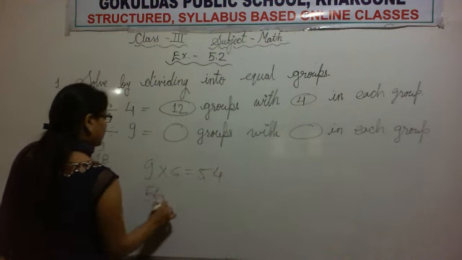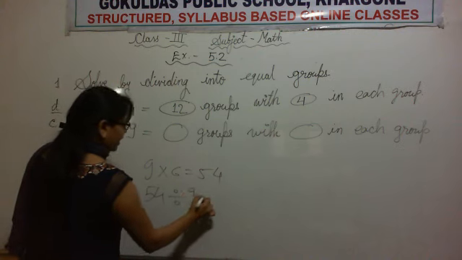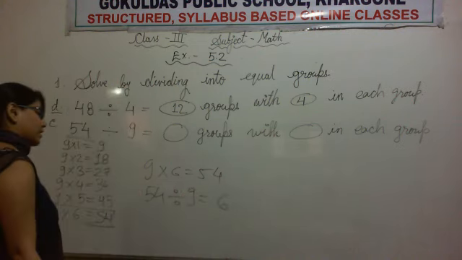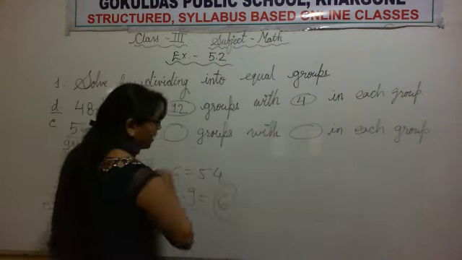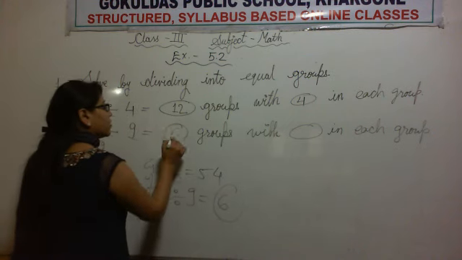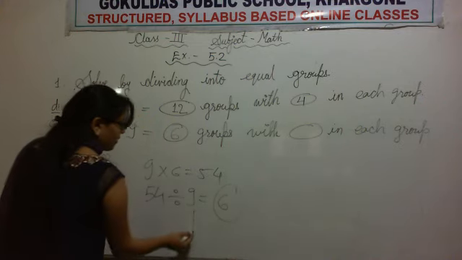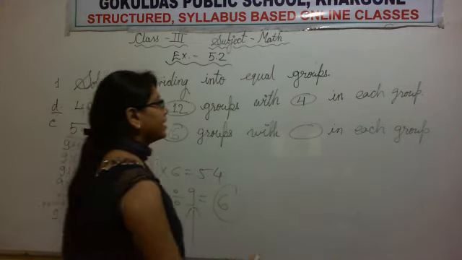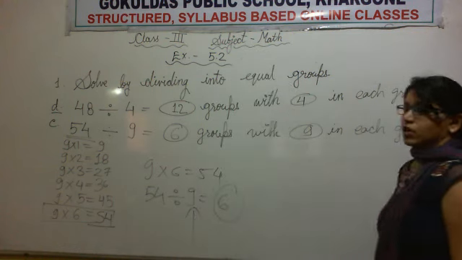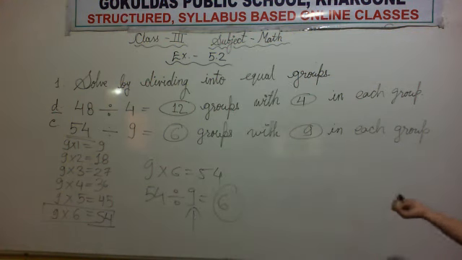So 54 divided by 9 is equals to 6. This is the number of groups made. So in the place of this we will write 6. So 6 groups with number in each group, so 9 in each group. So 54 divided by 9 is 6 groups with 9 in each group.